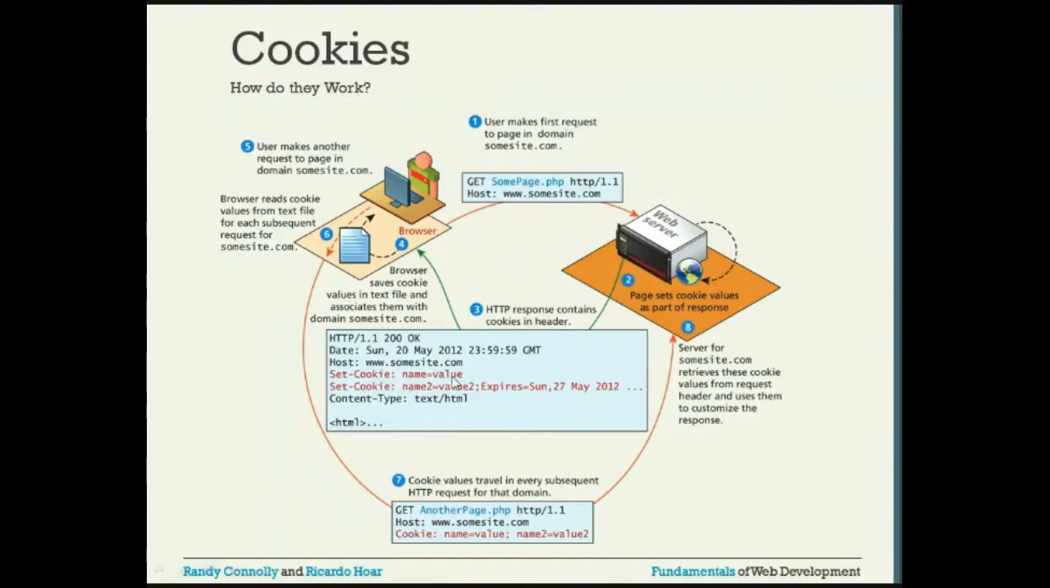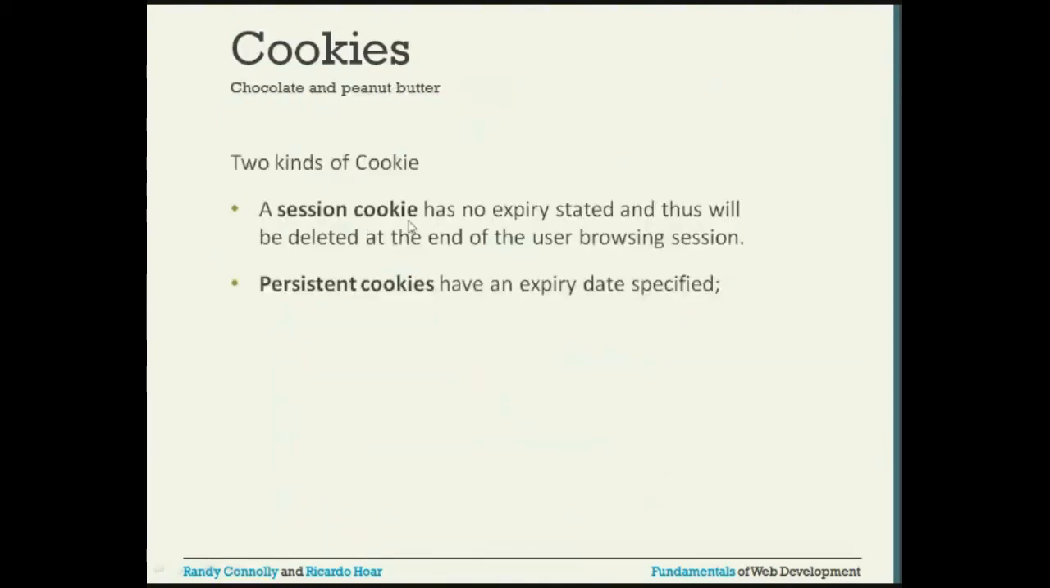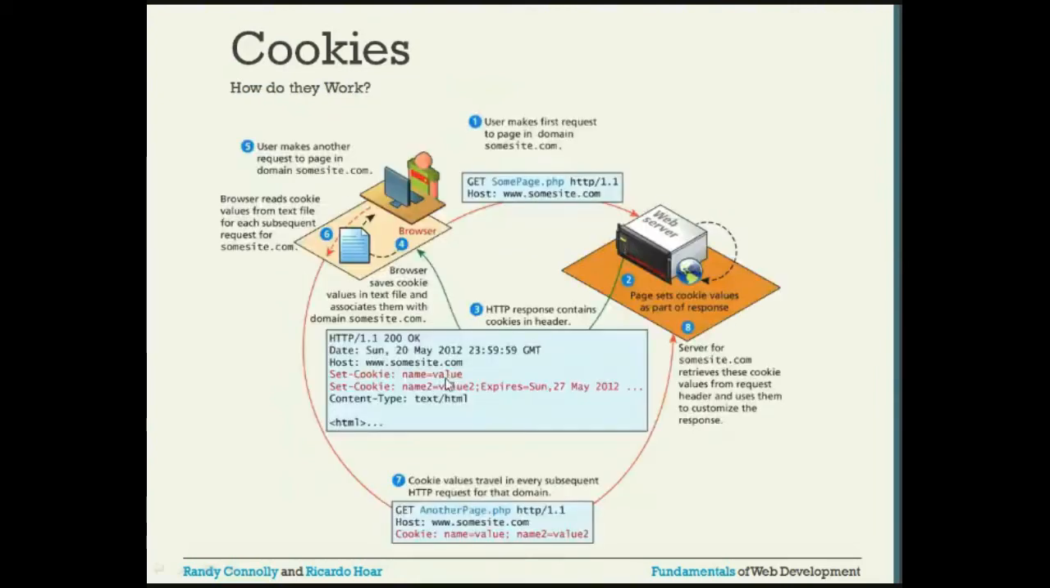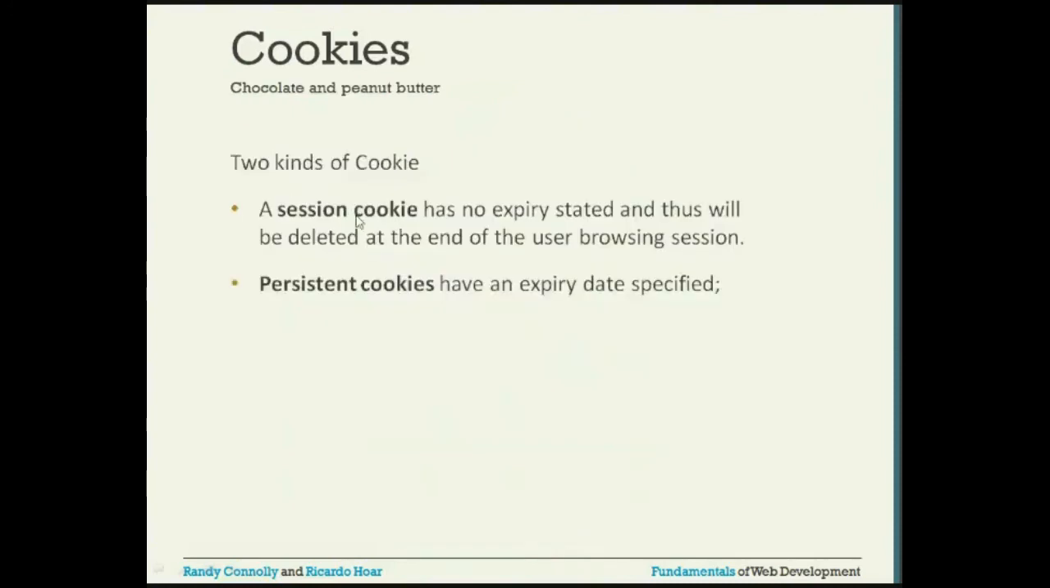A session cookie has no expiry stated and thus will be deleted at the end of the user's browsing session. This is a session cookie because there is no date specified. Here the expiry date is specified, so this is a persistent cookie. Whatever session cookie does not have the expiry date will get deleted whenever the browsing session ends. Whenever the user's browsing session ends, all those cookies will be deleted.